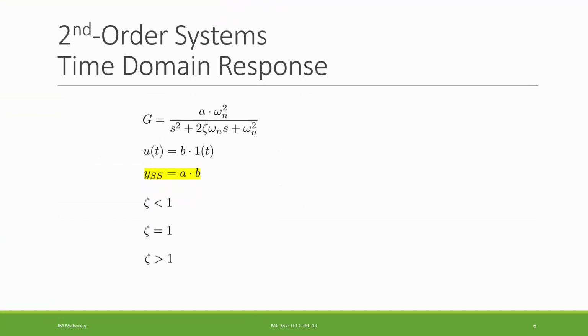Right, so as far as the response goes, if our input is an amplitude of B times 1 of t, then the first thing we can see is what the steady state value of our system is going to be. And actually, it's the same equation we saw for a first order system: it's the A as defined in this transfer function above times the amplitude of our step input. Now, what does the damping ratio tell us about the system? I alluded to it earlier when I was briefly talking about our time domain solution.